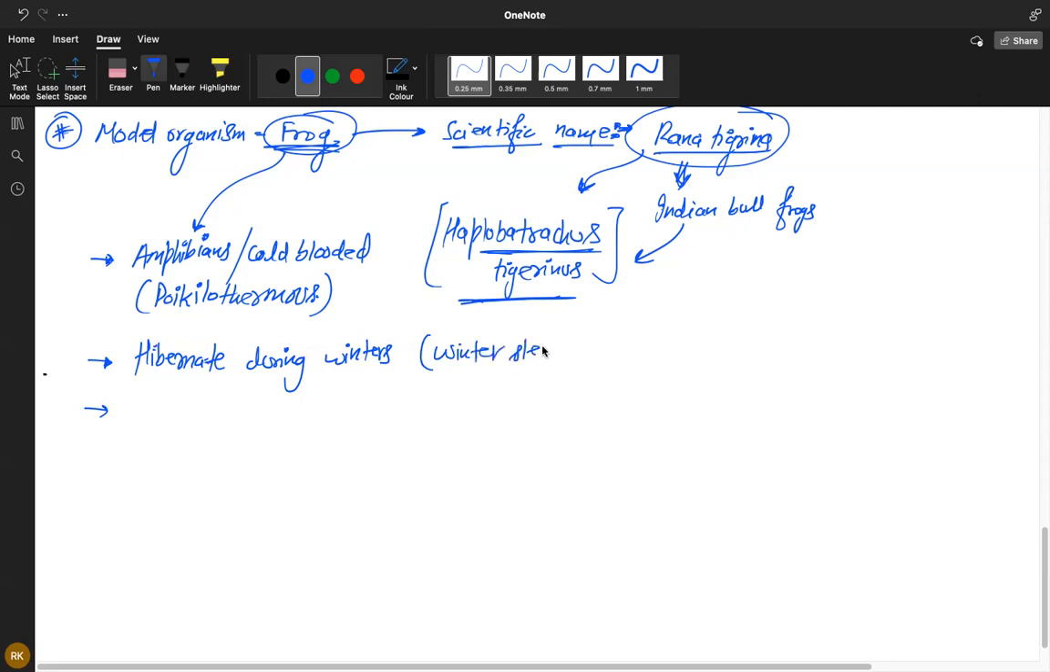Okay, it's called winter sleep, though it's not actually sleep. This state is not sleep, but it's known as winter sleep and summer sleep. During the summer, they also sleep for long, so they are only active for a very short period in the year. Most of the time they're sleeping, not sleeping. Basically they are hibernating, or in summers, the summer sleep is called estivation. So they show estivation during summers. The rest is rainy seasons, where they are active.